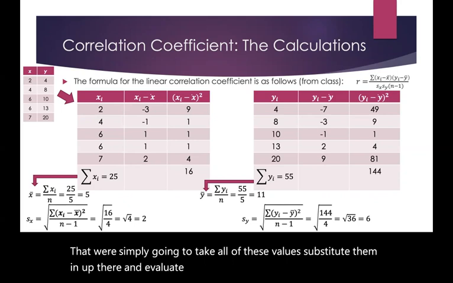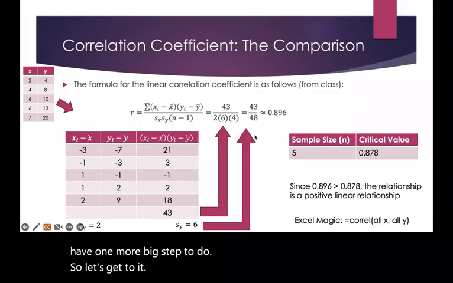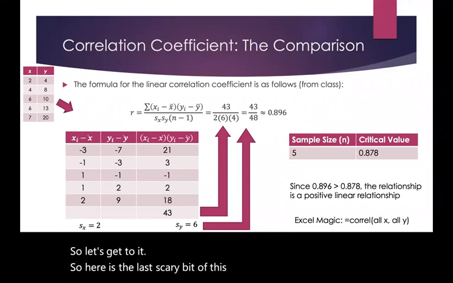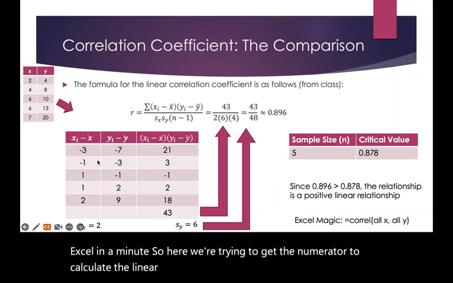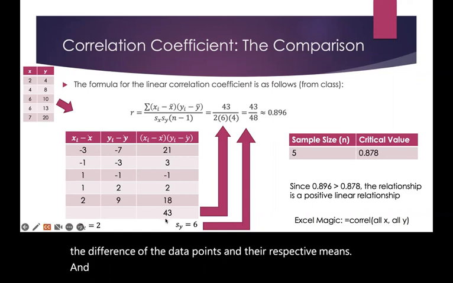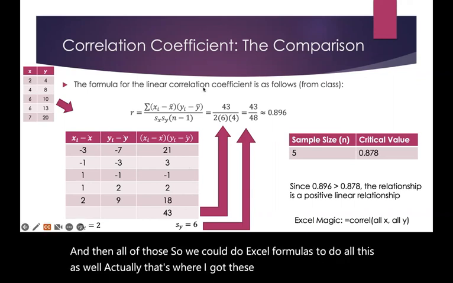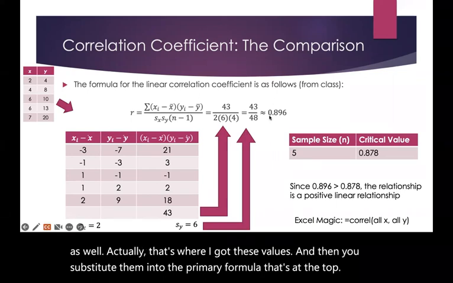The top piece is not quite done yet. So we have one more big step to do. So let's get to it. So here is the last scary bit of this slide. Again, you're going to love Excel in a minute. So here we're trying to get the numerator to calculate the linear correlation coefficient. So we just multiply the difference of the data points and their respective means, and then sum all of those. So we could do Excel formulas to do all this as well. Actually, that's where I got these values. And then you substitute them into the primary formula that's at the top and evaluate.